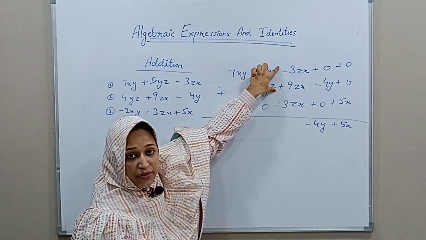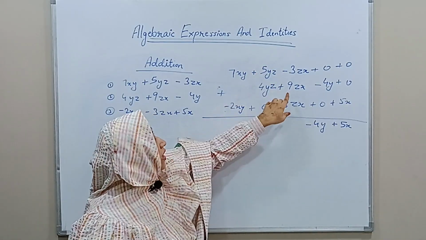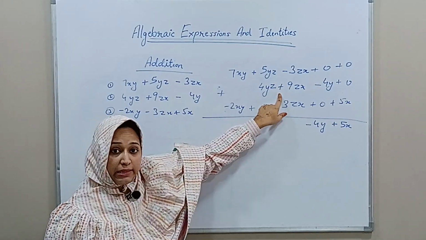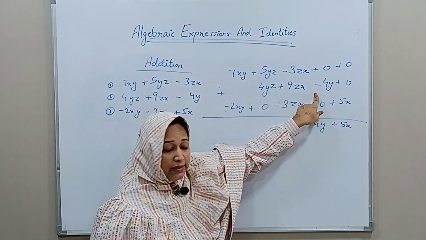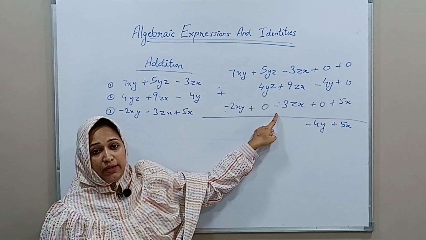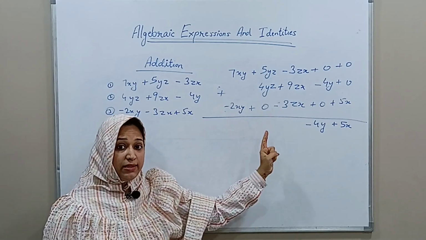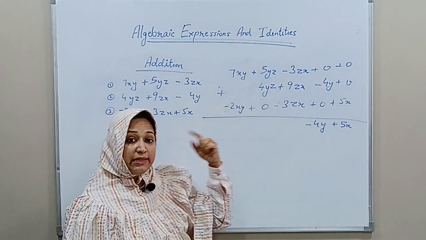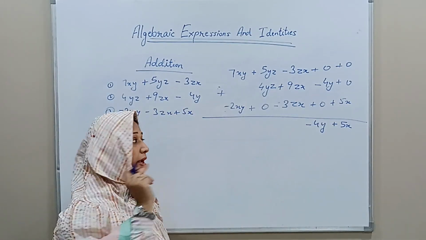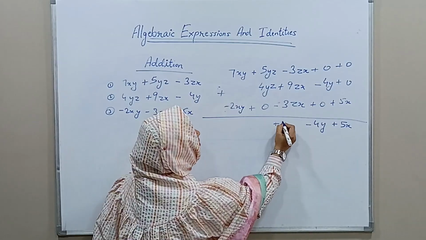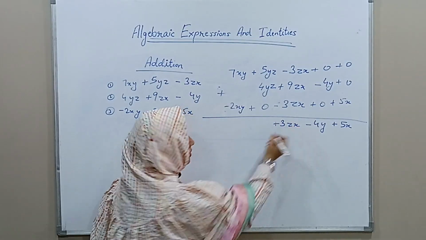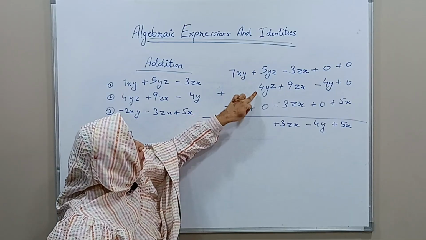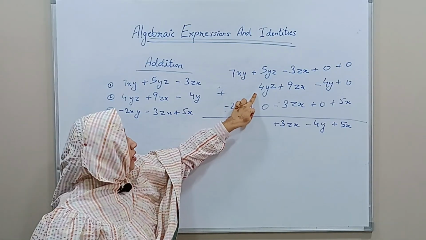So the signs are different. We will subtract. 9 minus 3 is 6. Sign of the greater number, plus 6. Plus 6zx minus 3zx. Again the signs are different. 6 minus 3 is 3. 6 is the greater number, so plus 3. So the answer will be plus 3zx. Okay. Now here 5 plus 4 is 9.